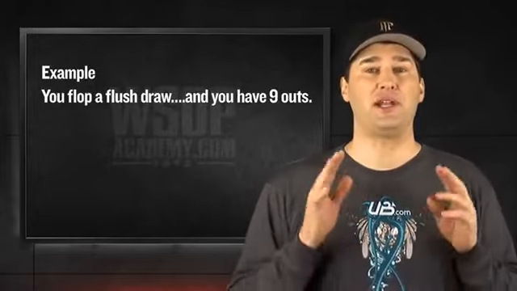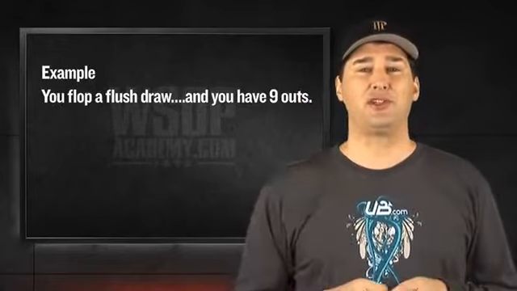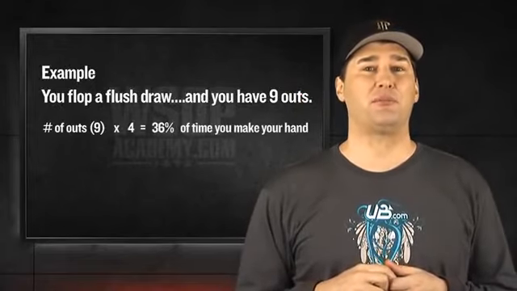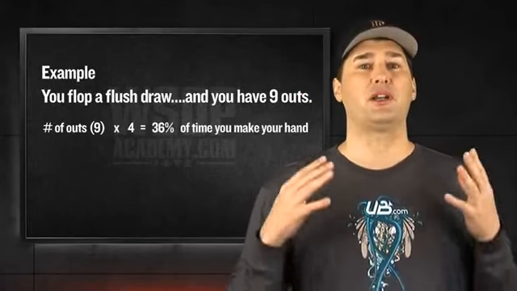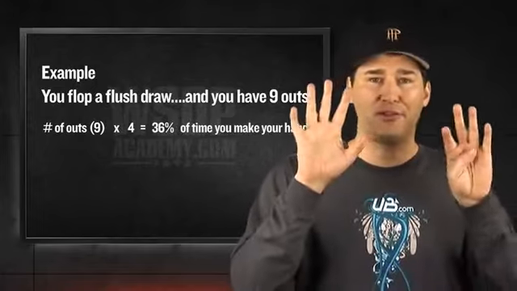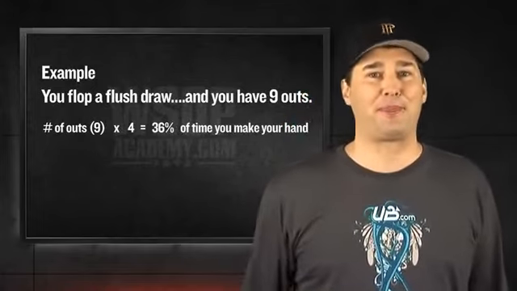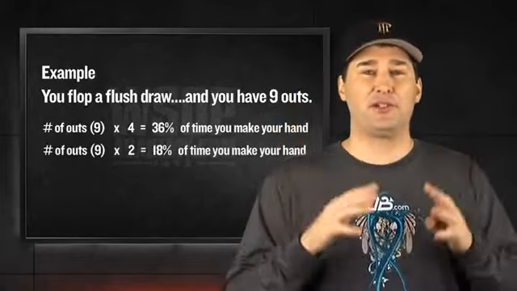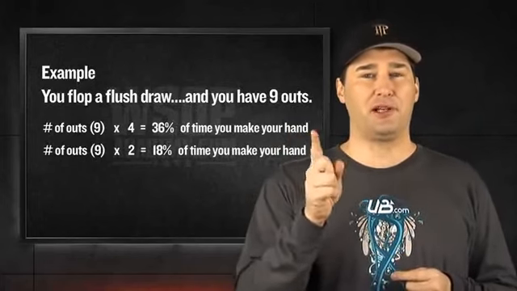For example, let's say you flopped a flush draw, giving you 9 outs, 9 flush cards to make your hand. Using the rule of 4 and 2, we can determine that you are likely to make your hand approximately 36% of the time with 2 cards left to come. 9 outs multiplied by 4 equals 36. Yeah, genius. If you don't hit on the turn, now you multiply your 9 outs by 2 to determine that you'll make your hand just 18% of the time with 1 card left to come.